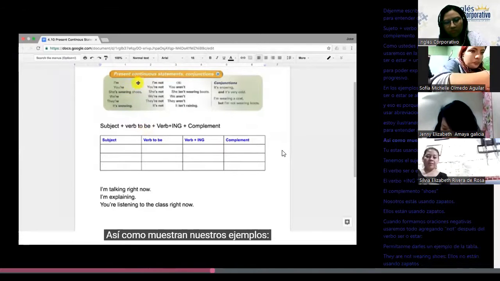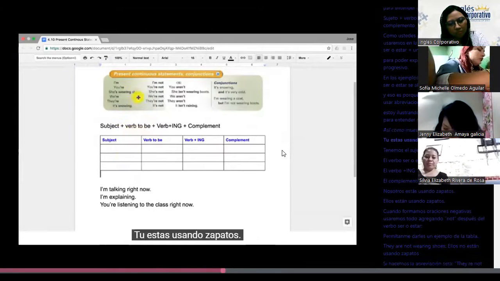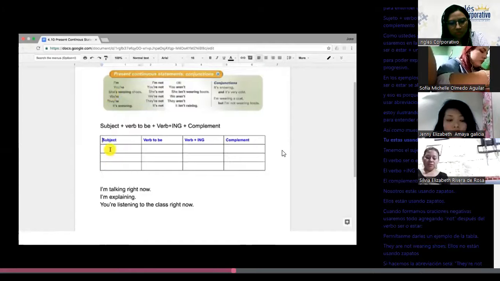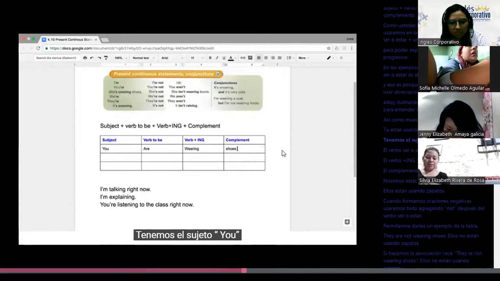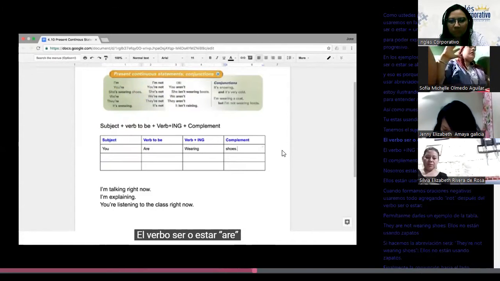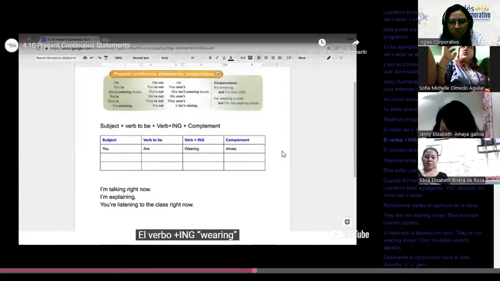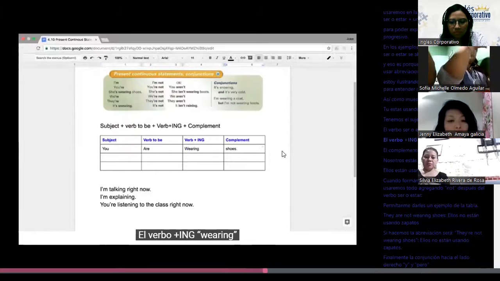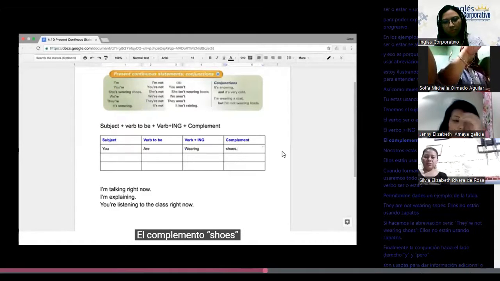So, as our examples show, you're wearing shoes. I'm going to go ahead and write that here. We have the subject, it's you, the verb to be, are, the verb plus ing, wearing, plus the complement, in this case happens to be shoes.